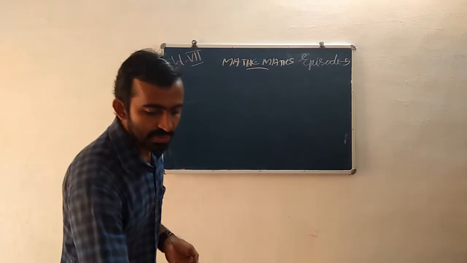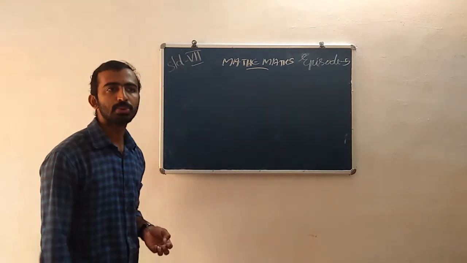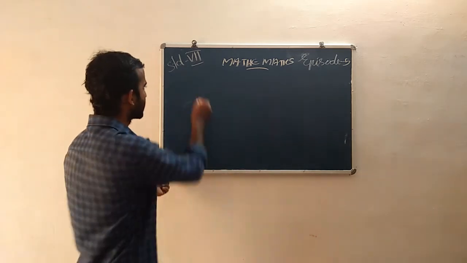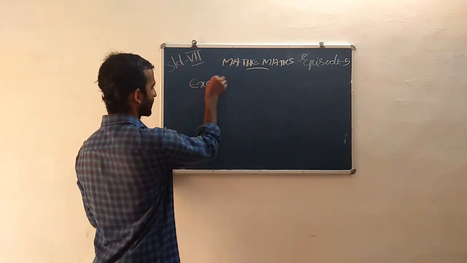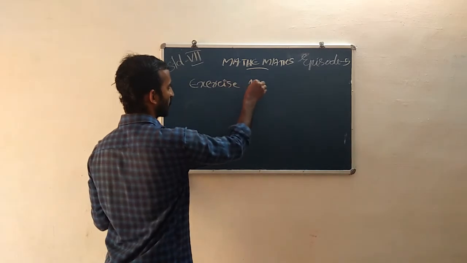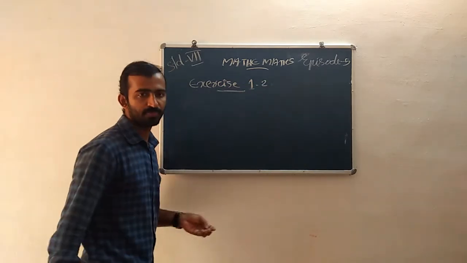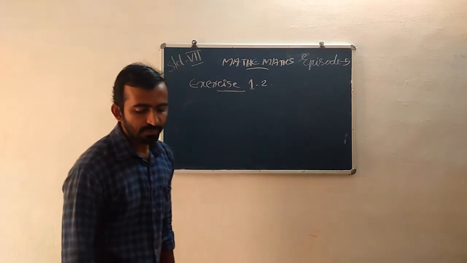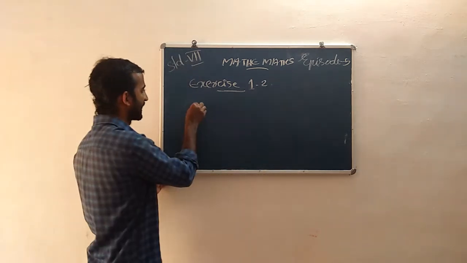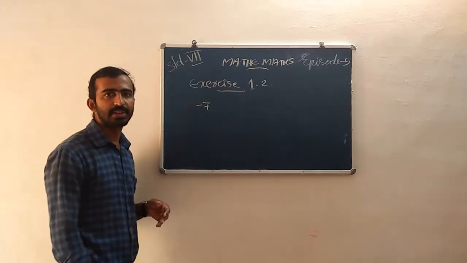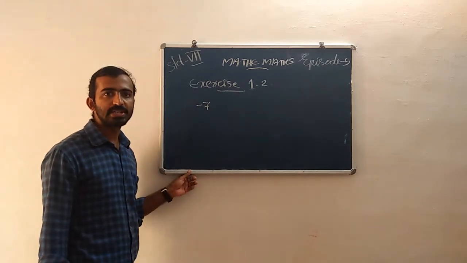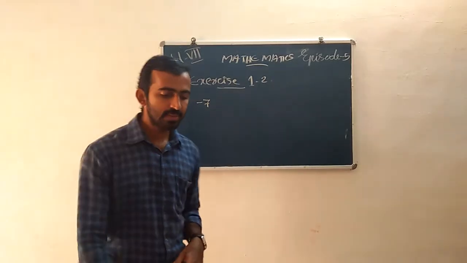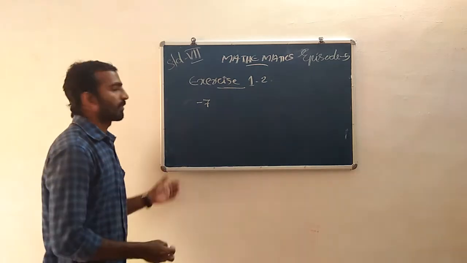Now we are going to start our exercise 1.2. Page number is 9 in your textbook. That is exercise 1.2. First, write down a pair of integers whose sum is -7. That is our first question.